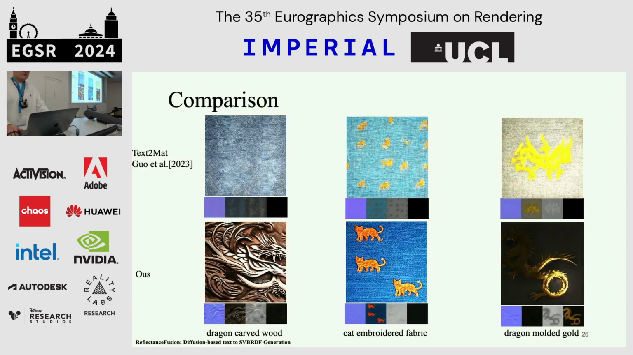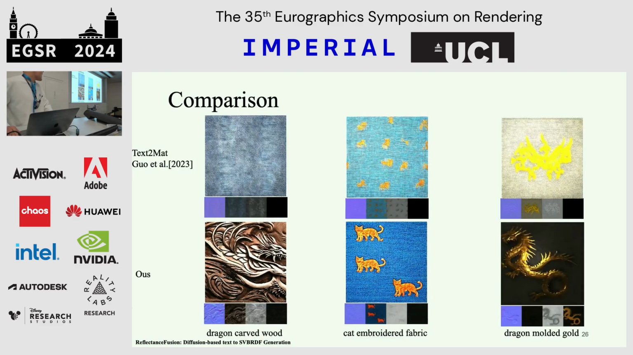And here is a comparison to the previous work. To the best of our knowledge, until this work was done, there is only one work on text to material generation, TextMat. We asked the author for some results as they didn't publish their code. Thanks to the author here.